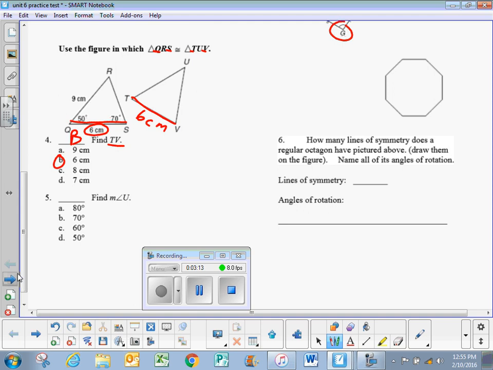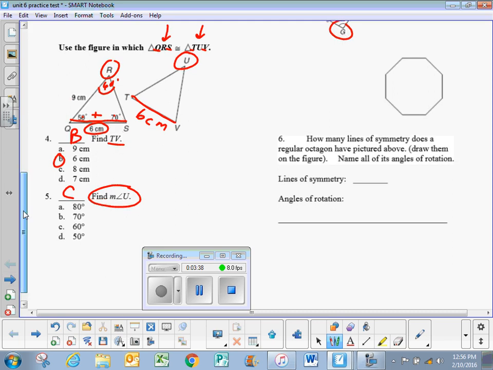Okay? Angle U corresponds, because that's in the middle, that corresponds with R. And if we're finding U, and we know that R is the third angle of a triangle that has 50 plus 70 is 120, and I know it has to be a total of 180, so that has to be 60. So that means U is also 60.